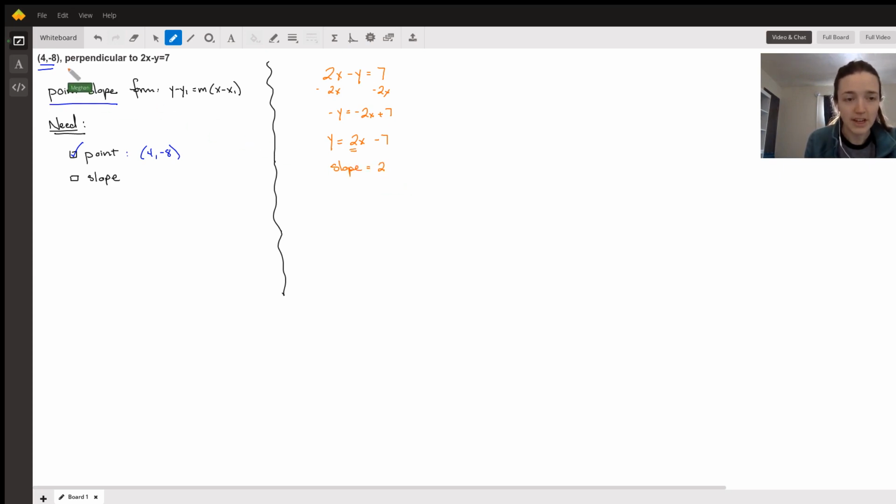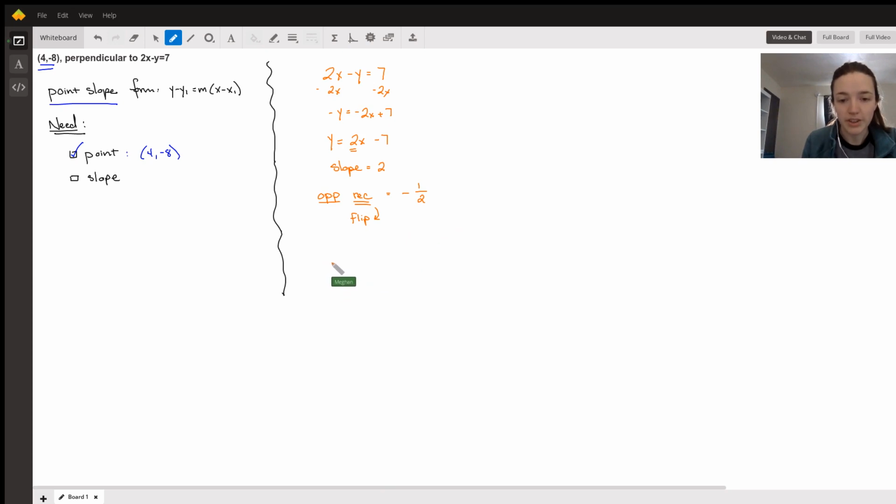But they told us to do a line that's perpendicular to this one. Okay, now a perpendicular slope is an opposite reciprocal. Opposite means we change the sign. So since this is positive, it's going to be negative. Reciprocal means we flip the fraction. So instead of 2/1, it's going to be 1/2.